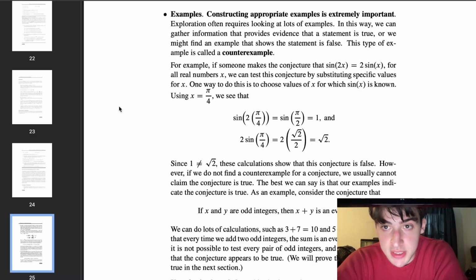Constructing appropriate examples is extremely important. Exploration often requires looking at lots of examples. In this way, we can gather information that provides evidence that a statement is true, or we might find an example that shows the statement is false. This type of example is called a counterexample. For example, if someone makes the conjecture that sine 2x equals 2 sine x, for all real numbers x, we can test this conjecture by substituting specific values for x. One way to do this is to choose values of x for which sine x is known.